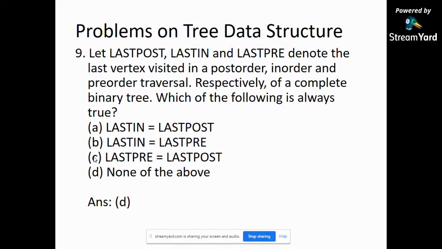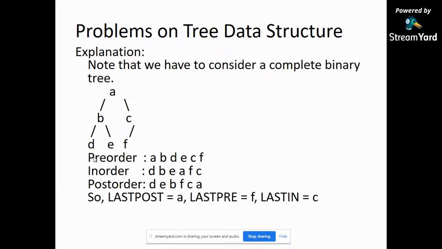Let last post, last in, and last pre denote the last vertex visited in post order, in order, and pre order traversal. These three are basically variables: last post, last in, and last pre. These denote the last vertex visited in a post order, in order, and pre order traversal. So, for example, if this is a tree A, B, C, D, E, F, we have to find out pre order, in order, and post order of it.